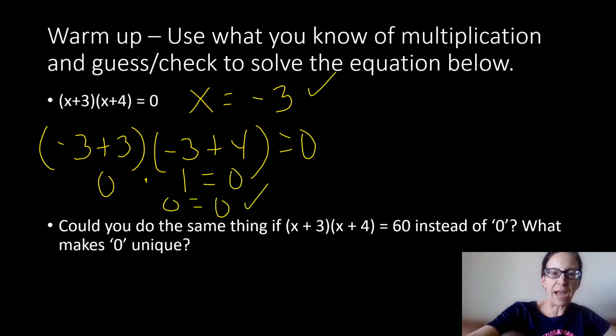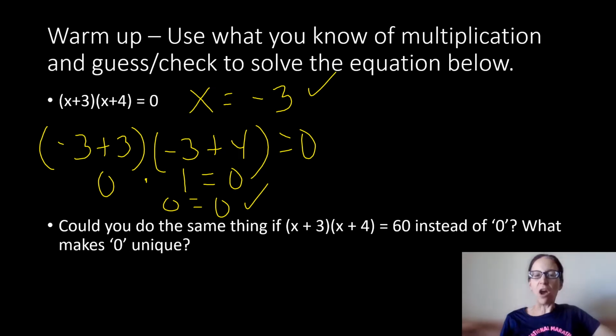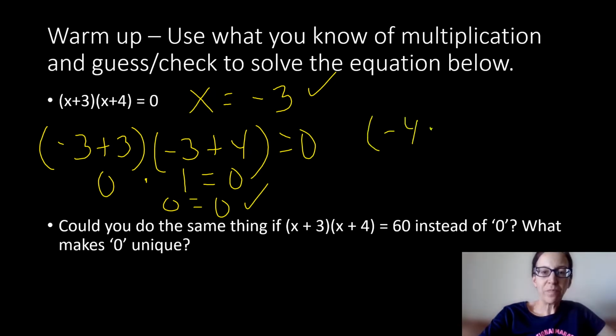And so that checks. And then you might look at the other parenthesis and say, well, wait a minute, I could make that one 0. If that one was 0, we would use a -4. And so you would plug in, sorry, that should be a plus sign, a -4.